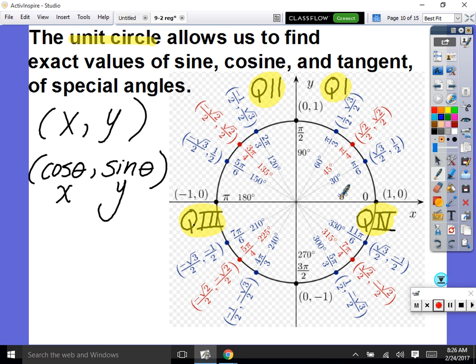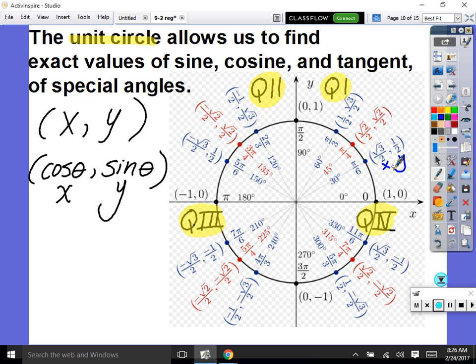One thing to know is cosine is your x value and sine is your y value. So at 30 degrees, we have an xy point. If I said to you, what's the cosine of 30 degrees? This is a special angle. We can use our unit circle to say the exact value instead of the approximate value. So if I said to you, what's the cosine of 30 degrees?